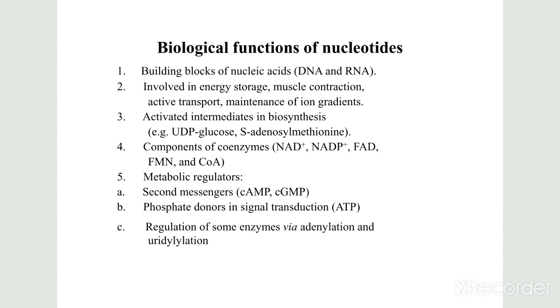While cGMP, that is cyclic guanosine monophosphate, is derived from GTP and it is involved in glycogenolysis, that is the breakdown of glycogen into glucose, and cellular apoptosis, that is programmed cell death of the cell.